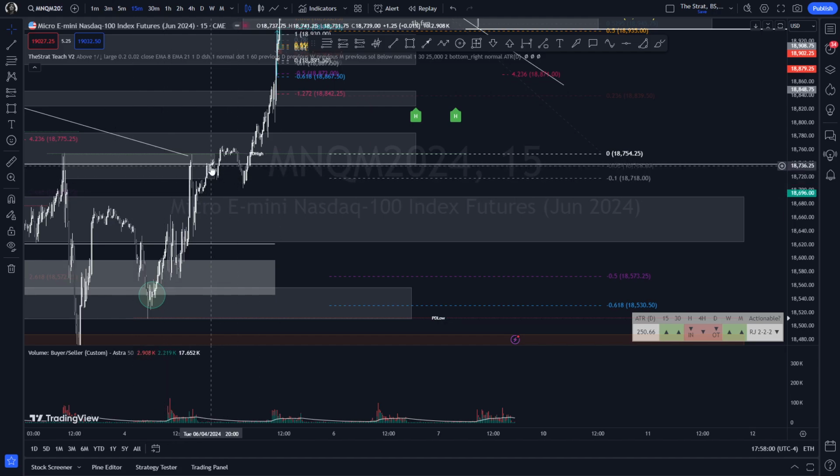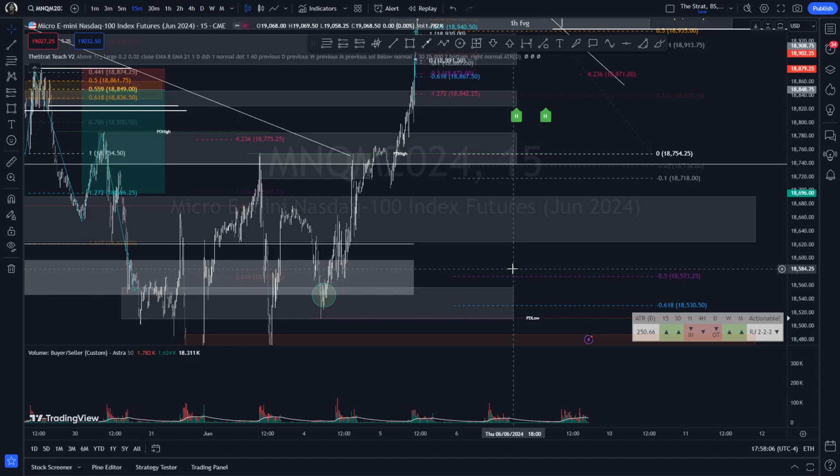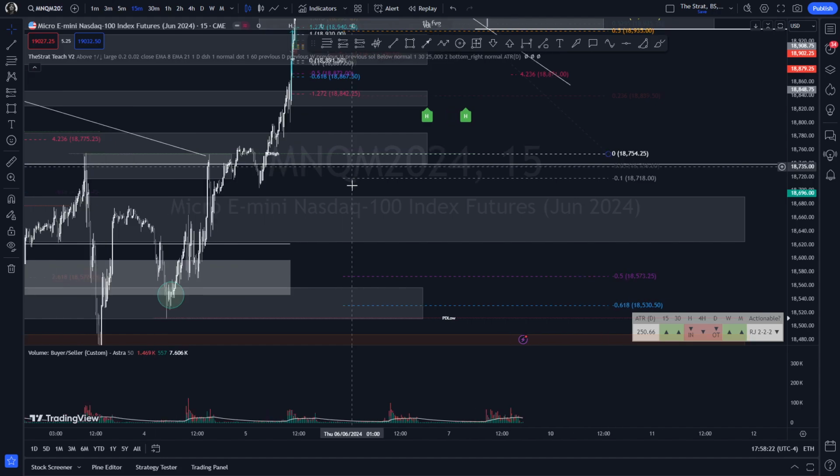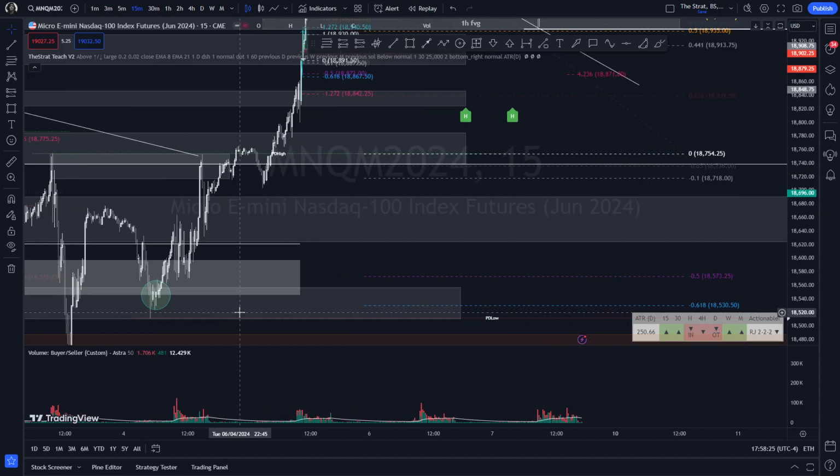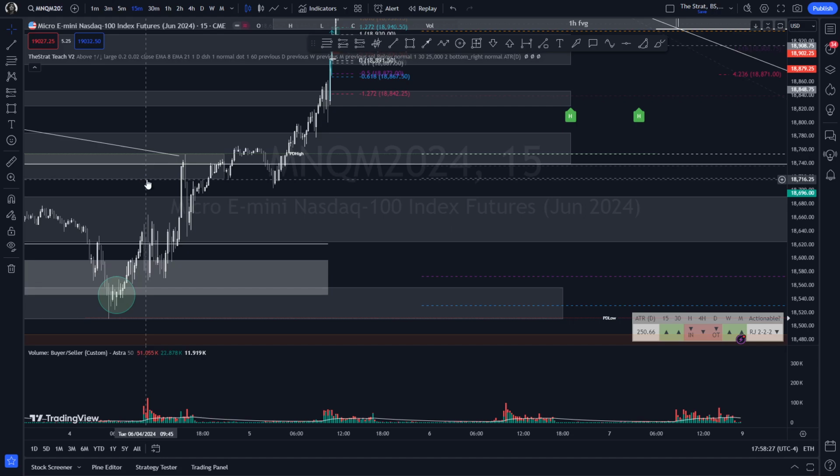I mean, it sounds like common sense, which it is, but when you're in the moment, sometimes your emotional self will take over. And that's one of the most important things, but you have to ask yourself, where am I at? Well, guess what? I'm at a previous day high. So, do I really want to go long here?